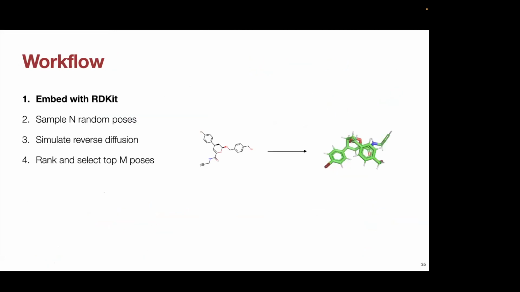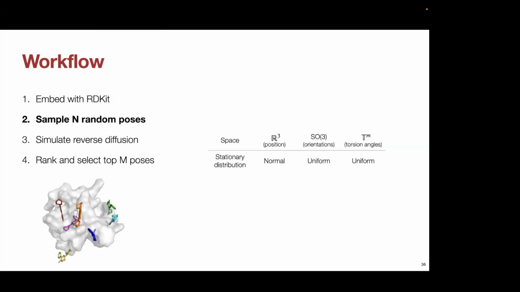So with this, let's take a step back and go over our workflow. Our first step follows the same paradigms as traditional docking methods. We embed our desired ligand in 3D space with RDKit to instantiate the local structures. Then we sample random poses, which is from the stationary distribution of our diffusion, namely normal in the position and uniformly at random in the orientation and torsion angles.